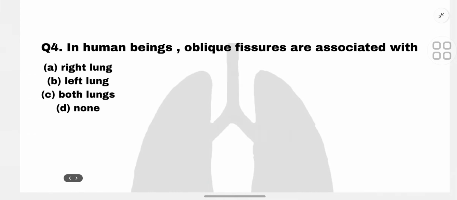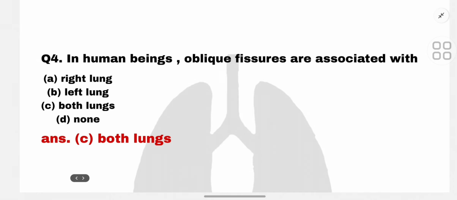So the next question is, in human beings the oblique fissures are associated with A. right lung, B. left lung, C. both lungs, D. none. So the correct answer is C. both lungs.